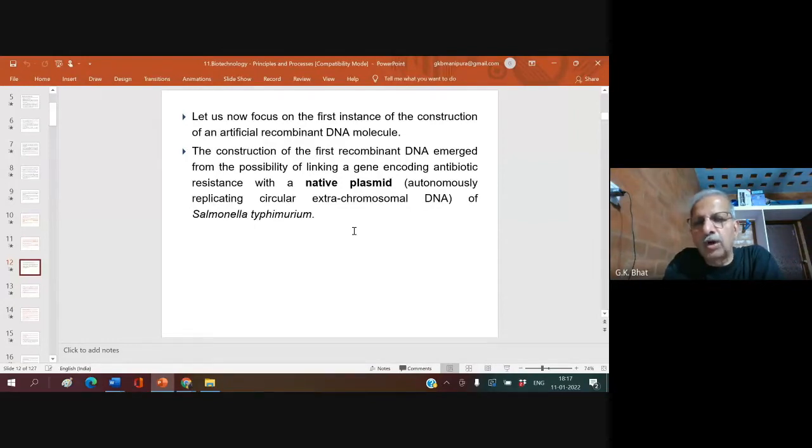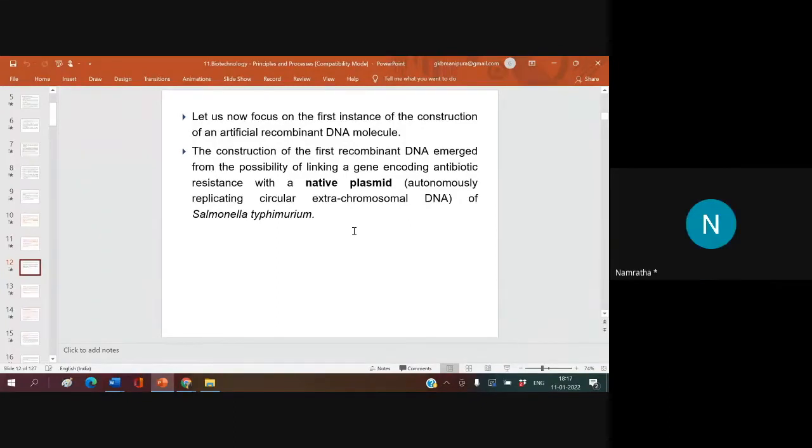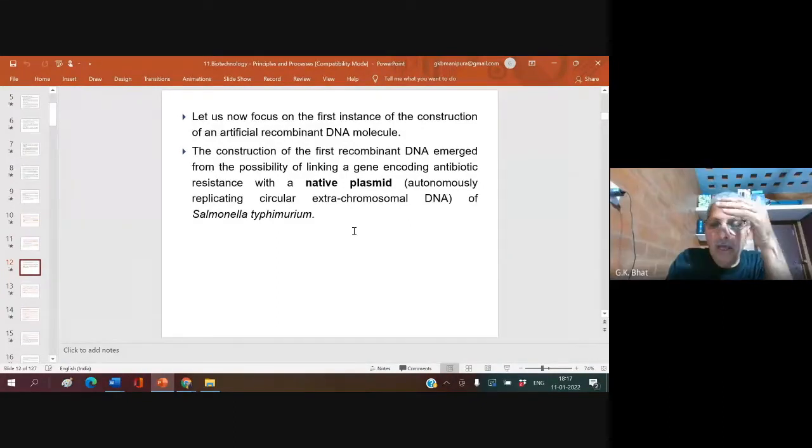What do you mean by this? Autonomously replicating circular extrachromosomal DNA. What is extra? Self-replicating. Jyoti, what do you mean by this extrachromosomal DNA? It can replicate separately, sir. No, I am asking you, what is the meaning of extrachromosomal DNA?